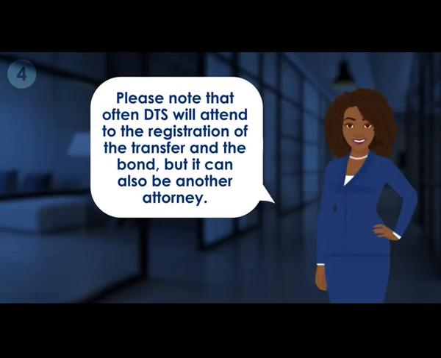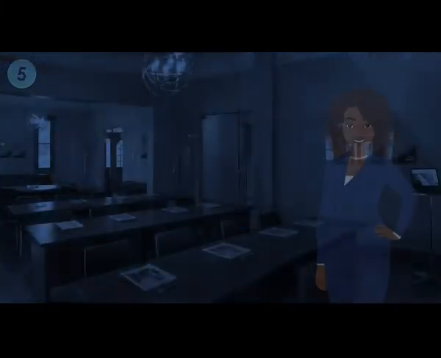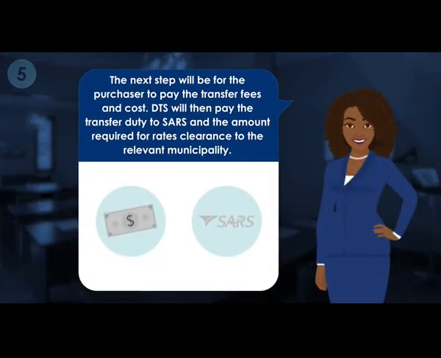Please note that often DTS will attend to the registration of the transfer and the bond, but it can also be another attorney. The next step will be for the purchaser to pay the transfer fees and cost. DTS will then pay the transfer duty to SARS and the amount required for rates clearance to the relevant municipality.